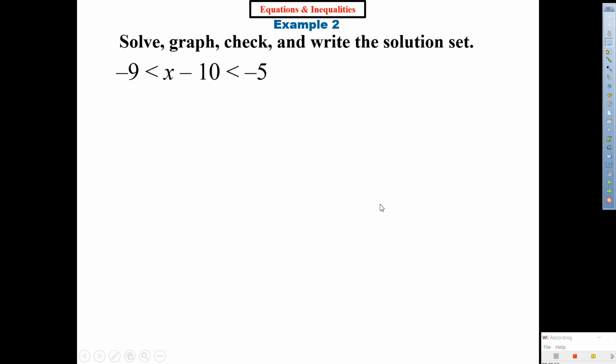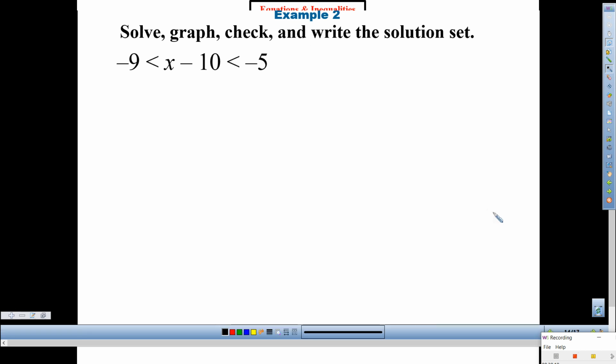Copy this one, example 2. I'll give you a head start. See if you can do that one as much as you can, and then I'll ask for participation. Copy and go. And once again, solve, graph, check, and write the solution set of -9 less than x minus 10 less than -5. All right, show your neighbor, see what you've done so far. See where you're at.